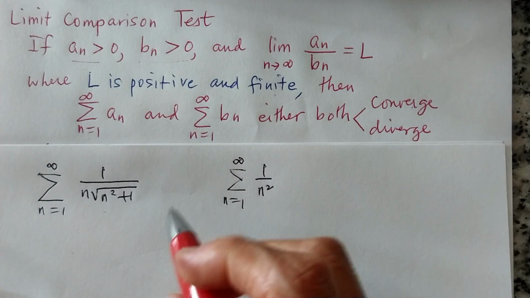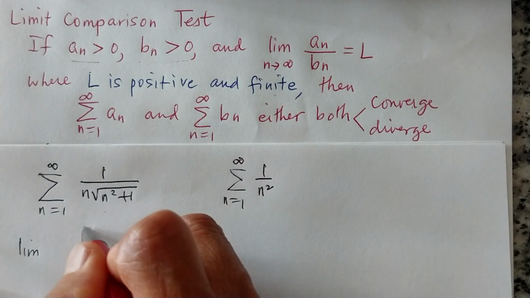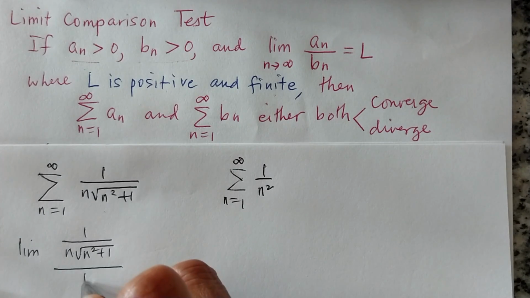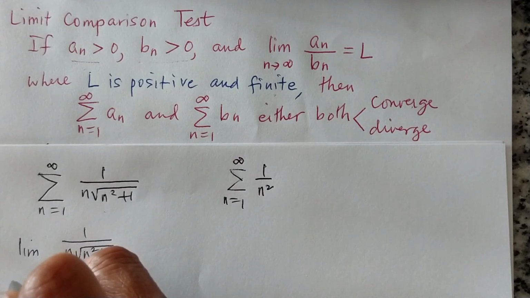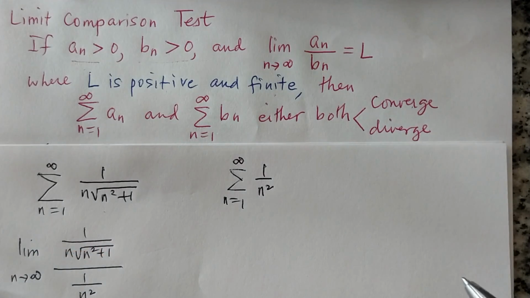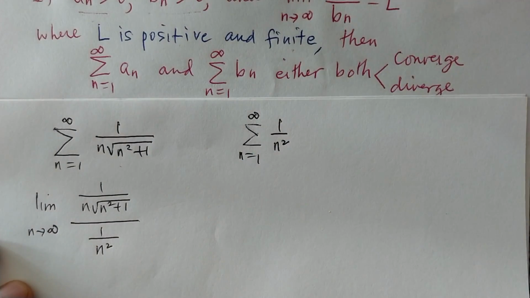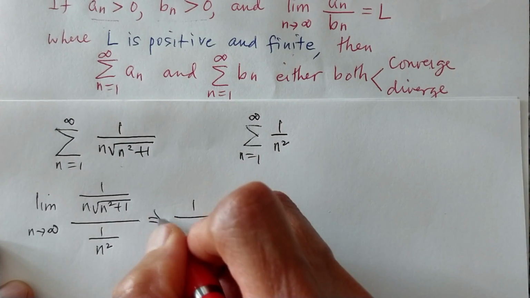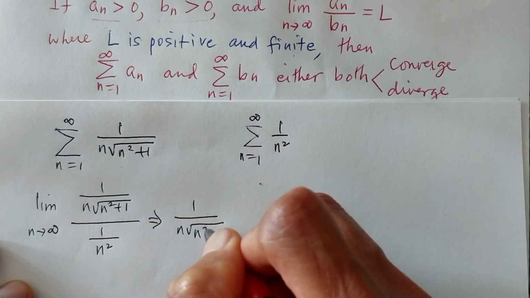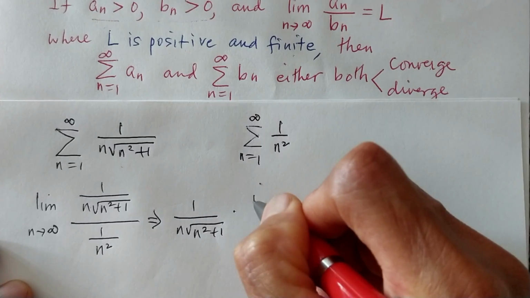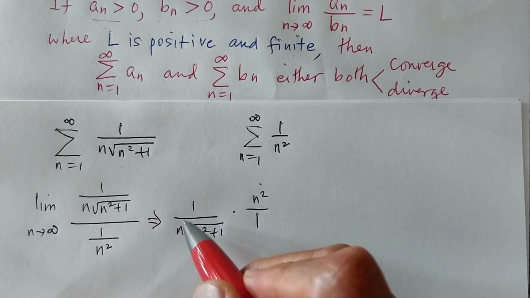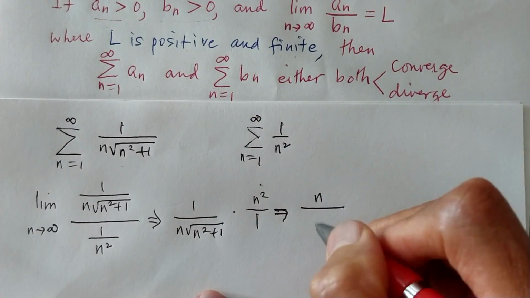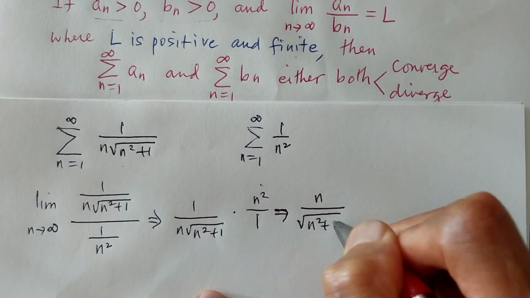So let's find the limit of 1 over n times the square root of n squared plus 1, over 1 over n squared, as n goes to infinity. This will now be 1 over n times the square root of n squared plus 1, times n squared over 1. I reciprocate this one here. So simplifying this, we get n over the square root of n squared plus 1.